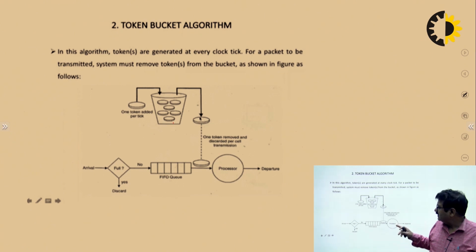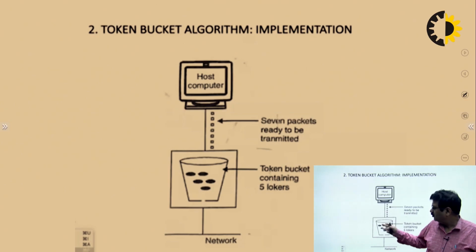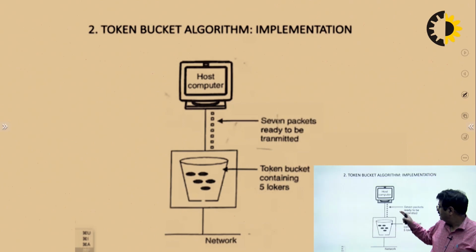So you can understand that if there is a bucket containing 5 tokens and we receive 3 packets, how much data goes out? 3 tokens go out and 3 packets go out. How many tokens are remaining? 2 tokens remain. When 2 more packets come, those 2 packets go out. So in total 7 packets are transmitted.